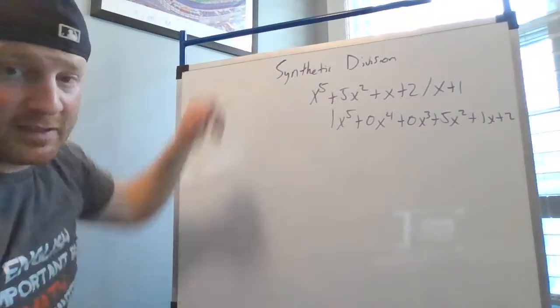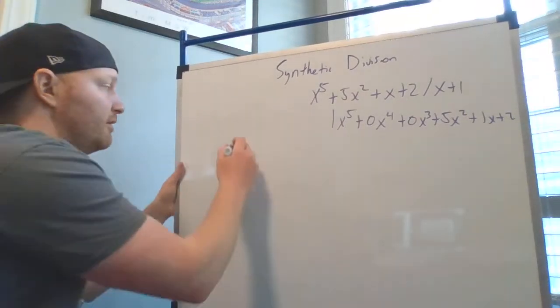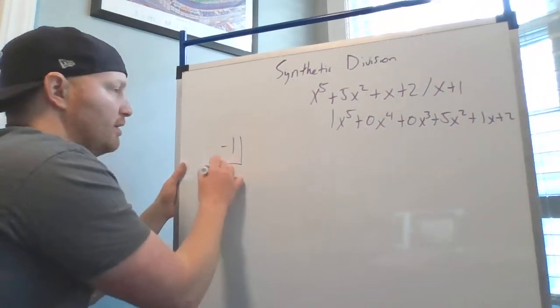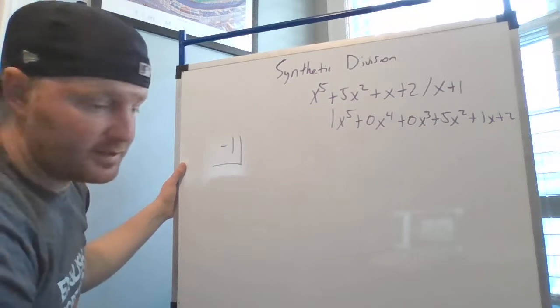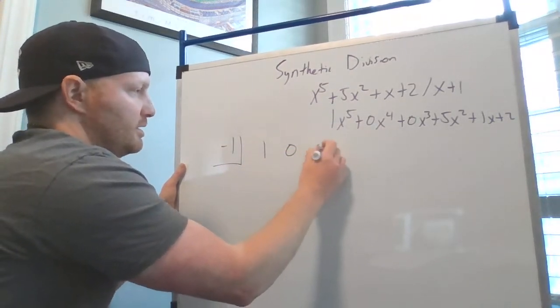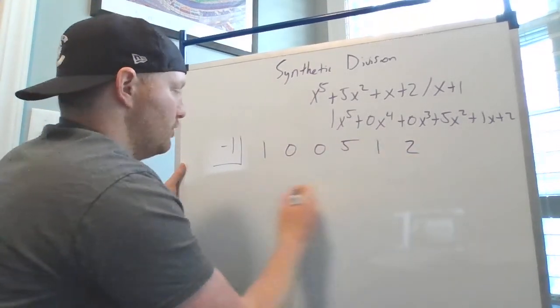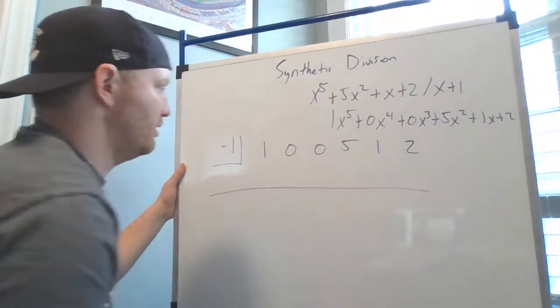Be my guest. This helps you out. By all means, always do this. This helps you not forget to do some stuff. So now I got negative 1. Opposite of plus 1 is negative 1, obviously. 1, 0, 0, 5, 1, 2. Got ourselves a bit of work.